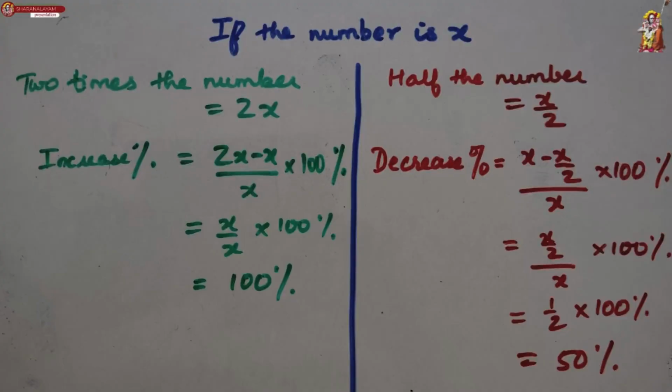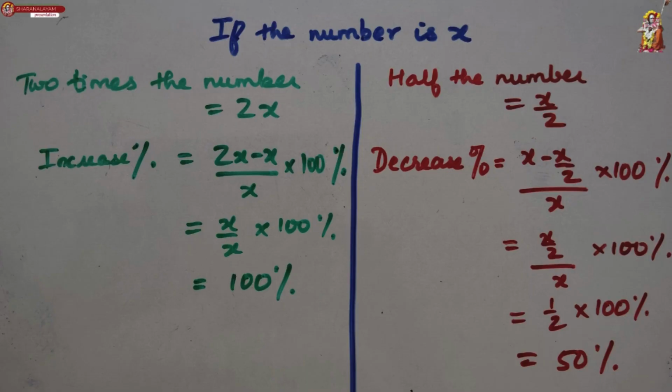Now, if the number is x, 2 times the number will be equal to 2x. So, the percentage increase will be 2x minus x, that's the increase, upon x, original value, into 100, which is x upon x into 100, that is equal to 100%. So, 2 times the number is 100% increase in the number.